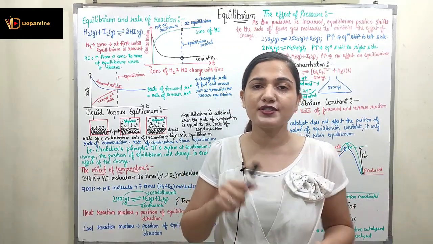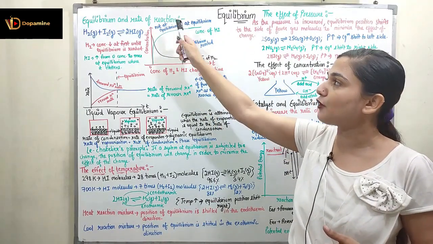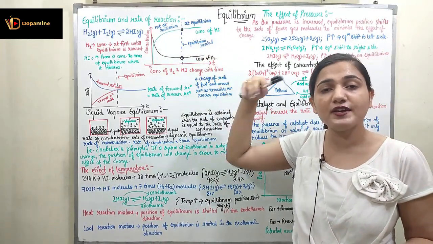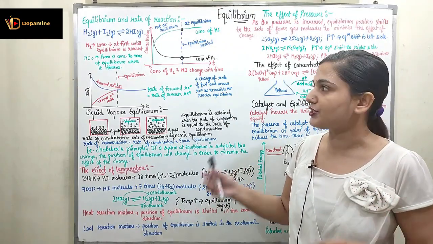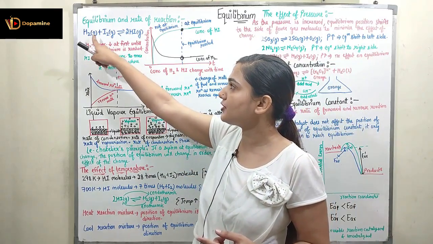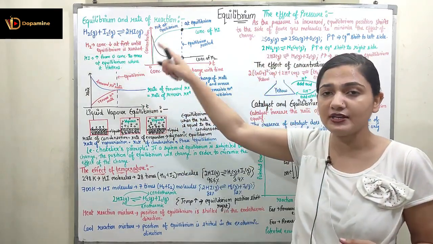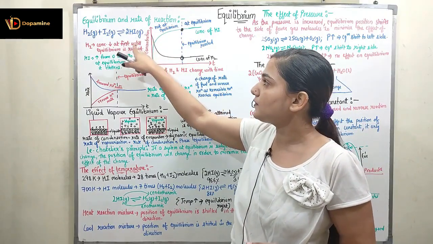So today we are going to start our discussion with the first topic, that is equilibrium and the rate of reaction. So we are going to see how the equilibrium condition is affecting the rate of reaction. Now we are going to understand this with this reaction where hydrogen in gaseous form is reacting with iodine in gaseous form to form 2HI, right? So it is also in the gaseous form.